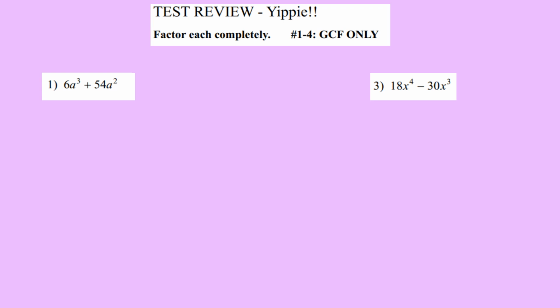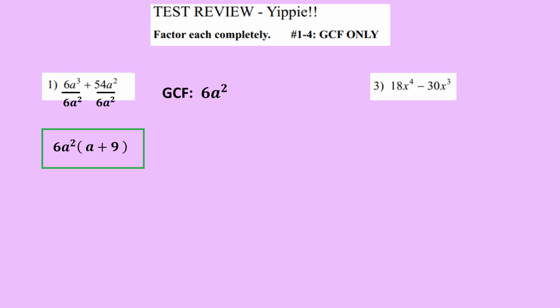In example 1, we have 6a cubed plus 54a squared. So both of those terms are divisible by 6 and by a squared. That's our GCF, and then when you divide through each term by 6a squared, remember we list that GCF first, and then we do our parentheses. 6a cubed divided by 6a squared is a, and 54a squared divided by 6a squared is 9. So in factored form, 6a squared multiplied by the quantity a plus 9.